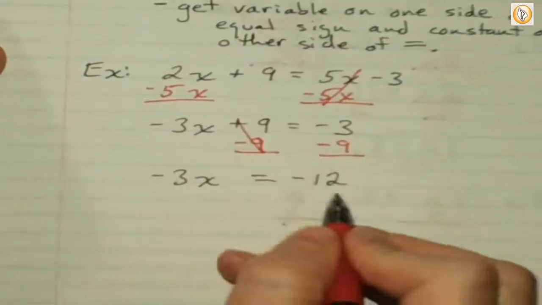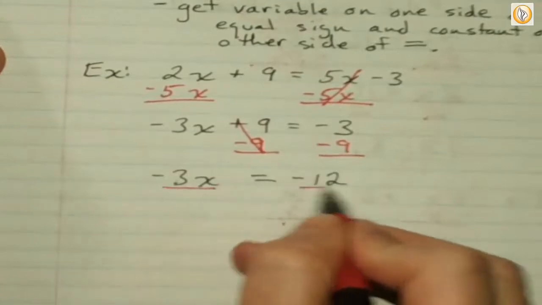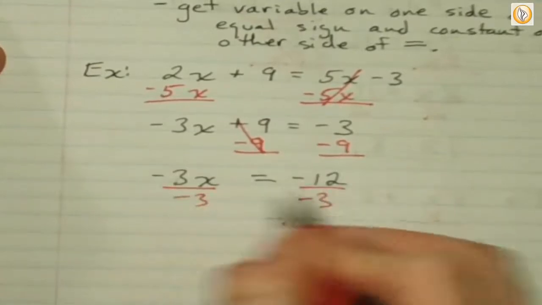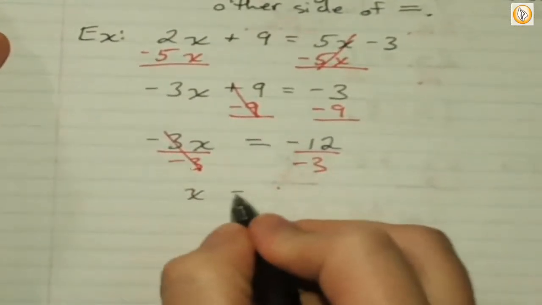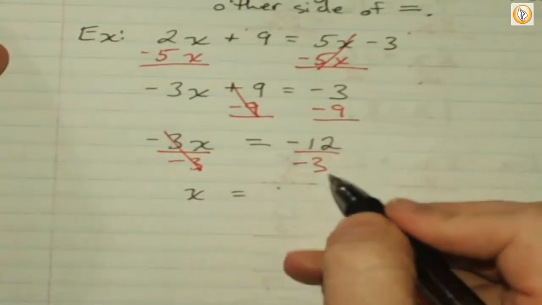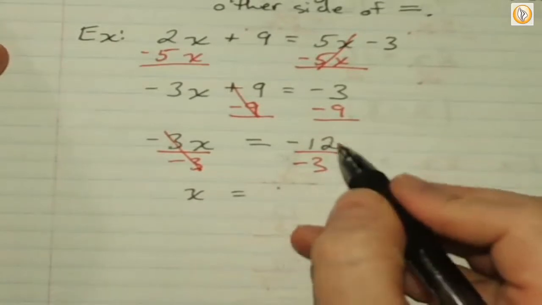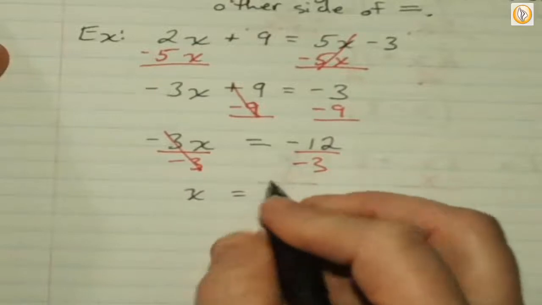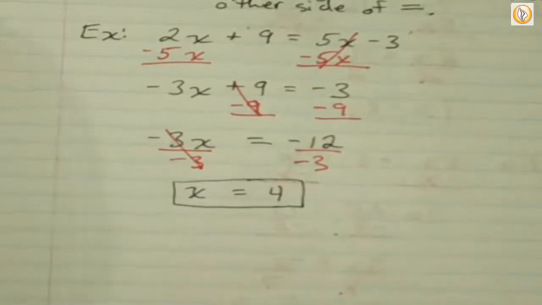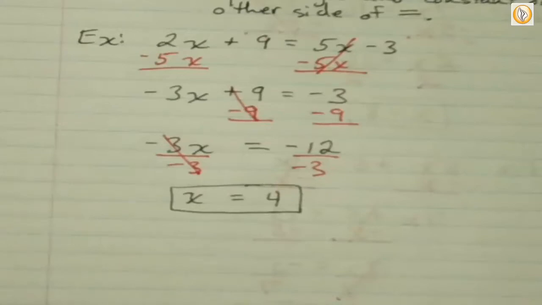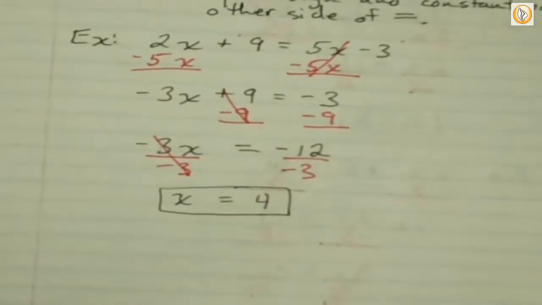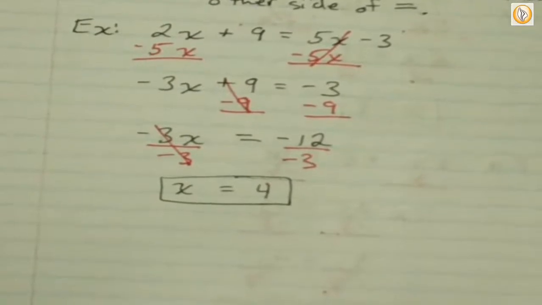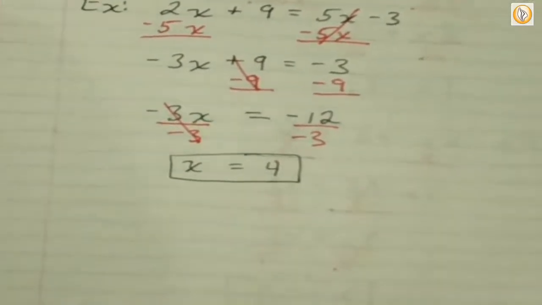All right, so now what do I do? You're going to divide both sides by negative 3 to get rid of that negative 3. And I have x equals, see right here, Kelly, a negative divided by negative is a positive, so it's 4. There you go. Any questions on that? Good. All right, I got one more for y'all.